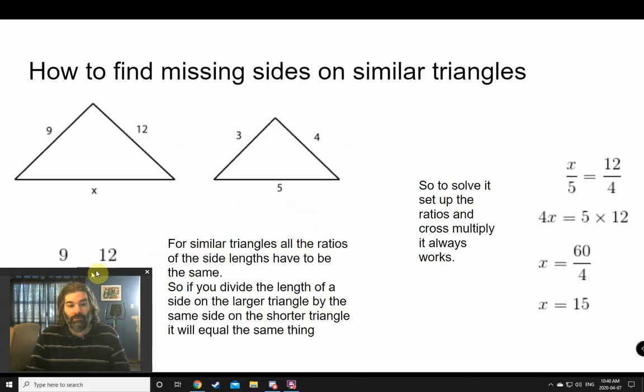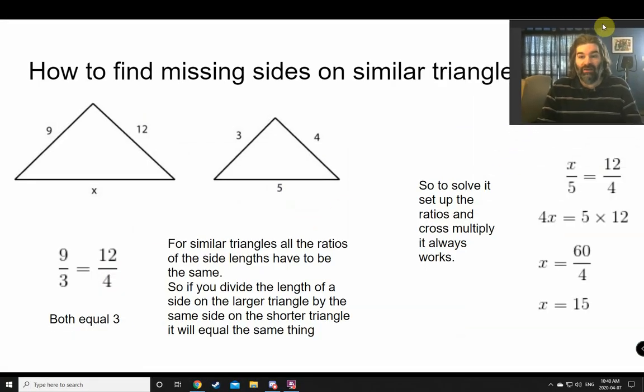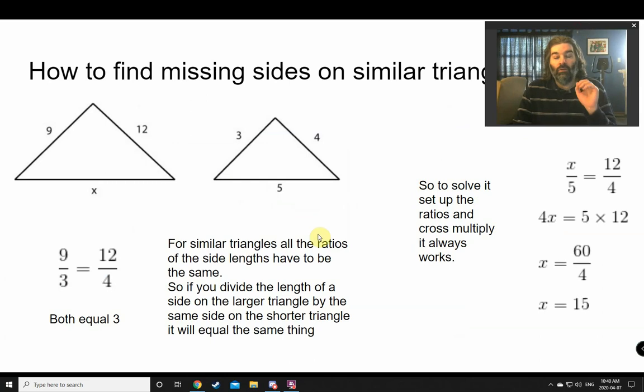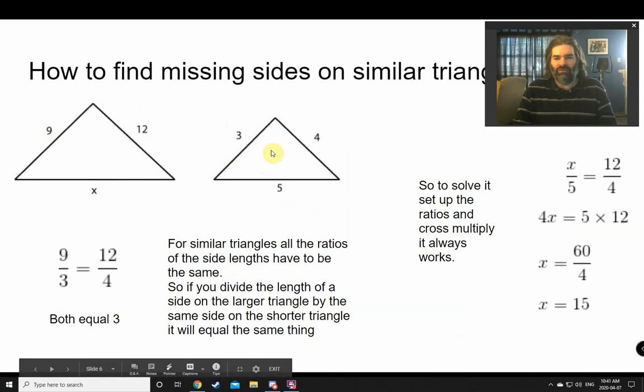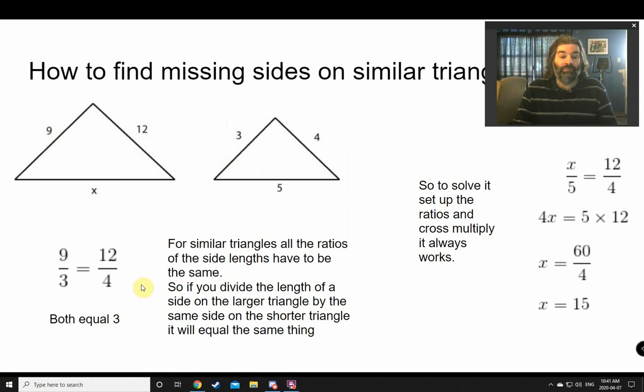Now, to find the side, what you want to do is use the fact that they have to have the same ratio. The side on the big triangle divided by the side on the little triangle will always be the same. So for these ones, this triangle is 3 times the size of that one. Obviously this isn't drawn to scale. 9 divided by 3 is 3. 12 divided by 4 is 3. So x divided by 5 would also have to be 3.